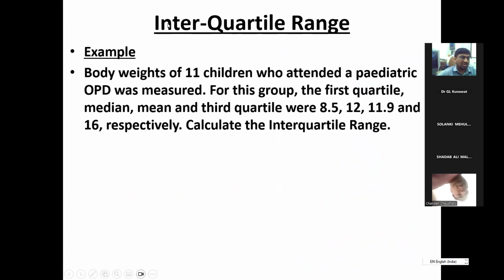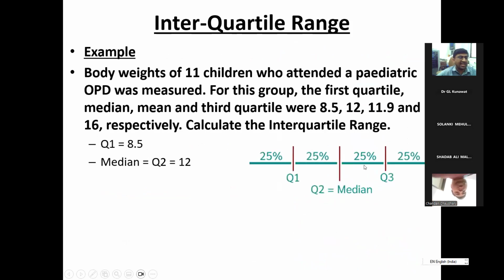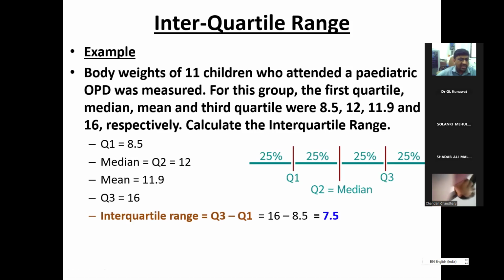So let us see an example of interquartile range. The body weight of 11 children who attended the pediatric OPD was measured. And for this group, the first quartile, median, mean, and third quartile are respectively given. So we can note down that the first quartile is 8.5, median is 12, mean is 11.9, and third quartile is 16. What we have to do is calculate the interquartile range. So it is Q3 minus Q1, so 16 minus 8.5, which is 7.5.